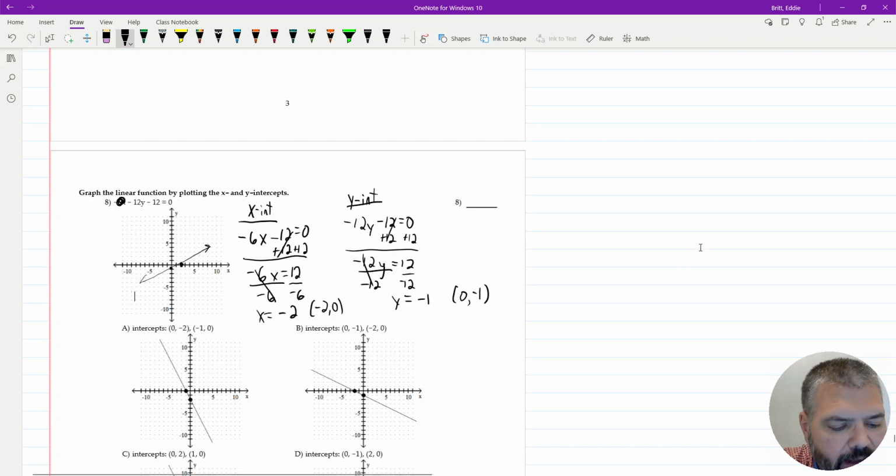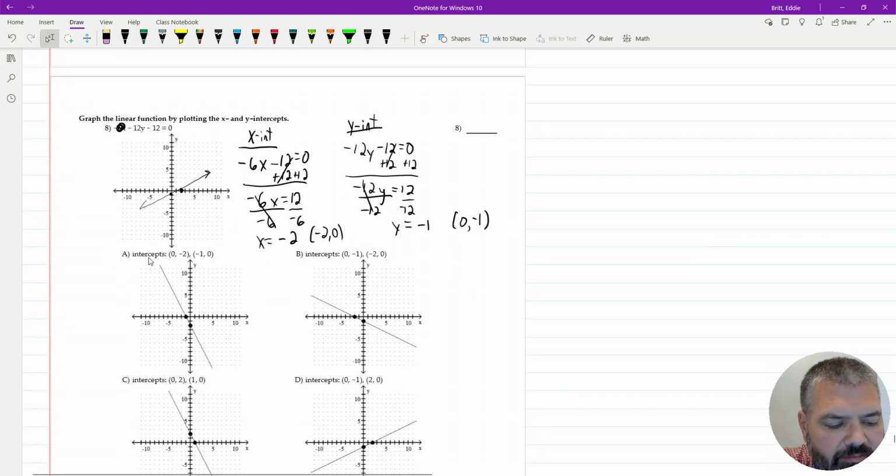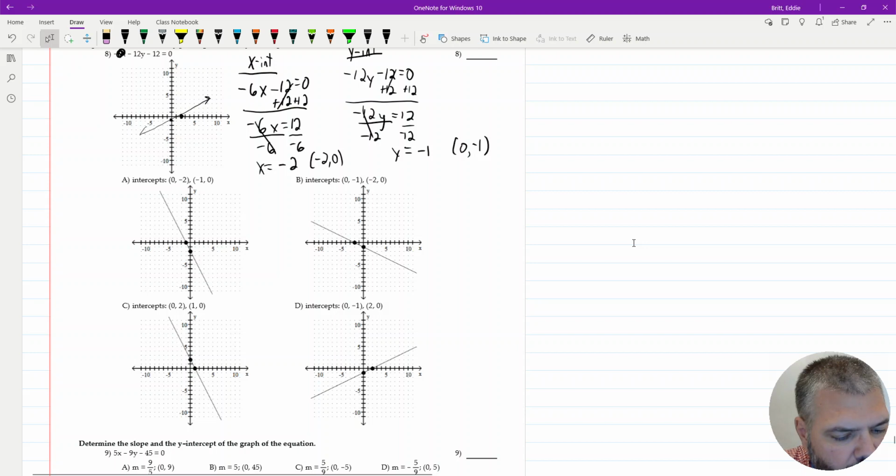Notice that all of the answers have intercepts too. So in case you can't find the graph, which I think you can find here at D, we're going to have the intercept 0, -1, and we're going to have the other intercept. Did I mess up whenever I was doing this? +12, +12, divide by -12, divide by -12. That is y equals -1. So that's right.